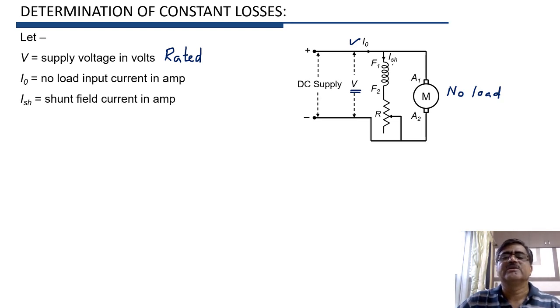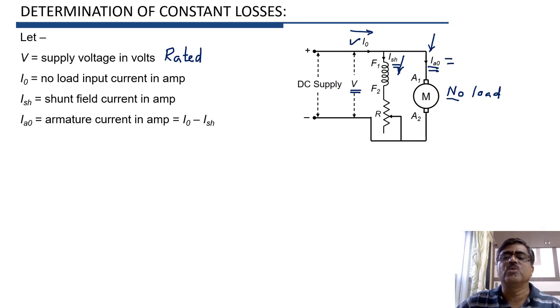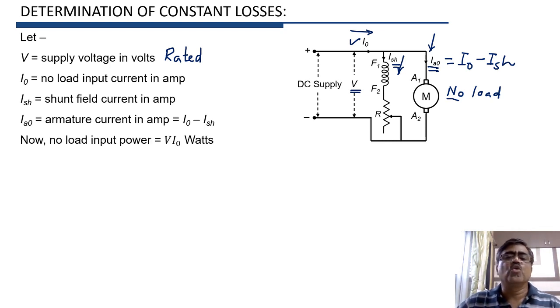Then let ISH, it is the current drawn by the shunt field winding in ampere, and IA0, it is the current drawn by armature at no load. So here I0, it is incoming current, ISH, it is outgoing, and IA0, it is also outgoing, and therefore IA0 must be equal to I0 minus ISH. So current through armature IA0, it is I0 minus ISH. Now here no load input power. So this input power to the motor Pin, it is equal to V into I0.